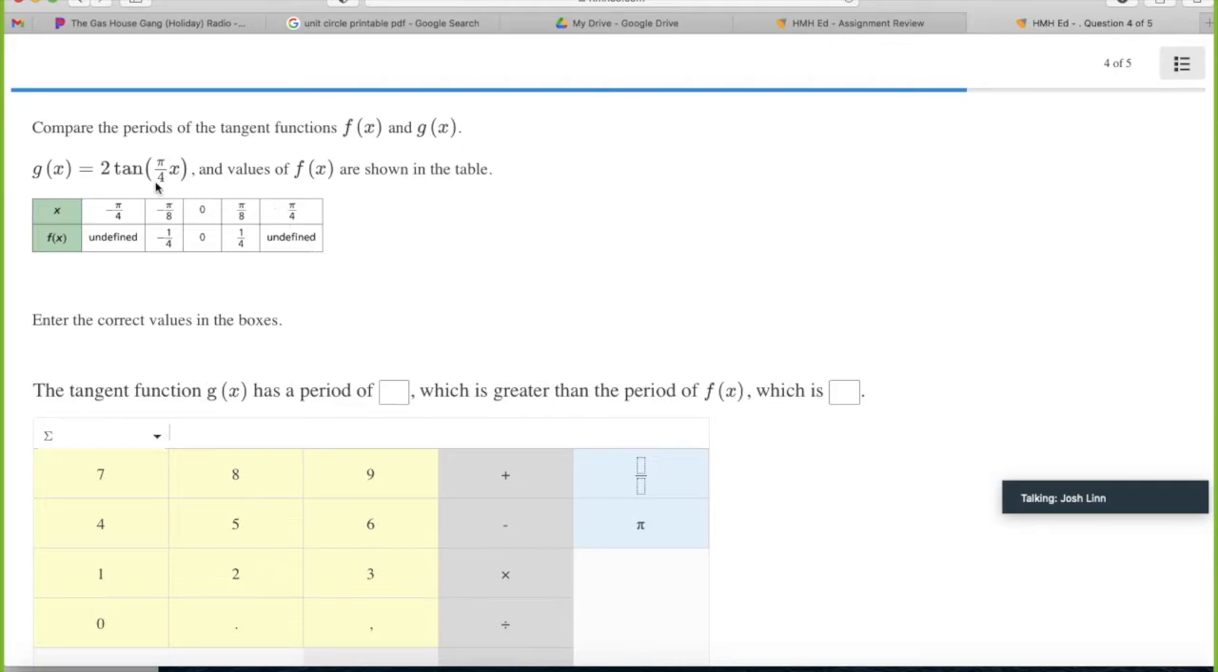And I think compare the periods of the tangent functions f of x and g of x. G of x is this function, and the values of f of x are on the table. I think I messed that up in the notes, but whatever. So g of x equals 2 tangent pi over 4 of x are shown.